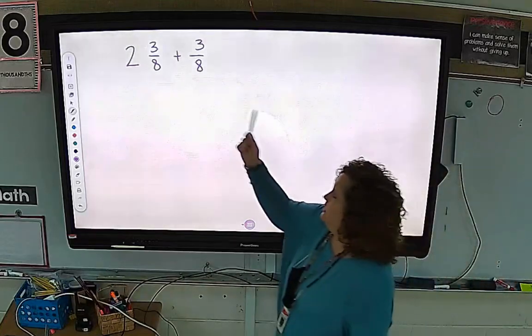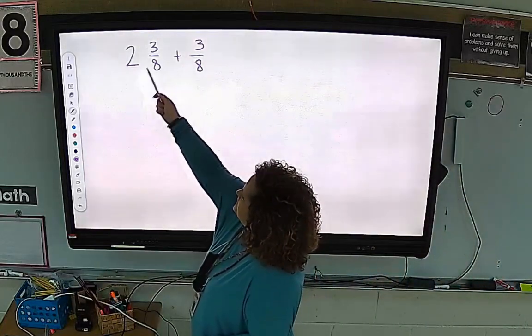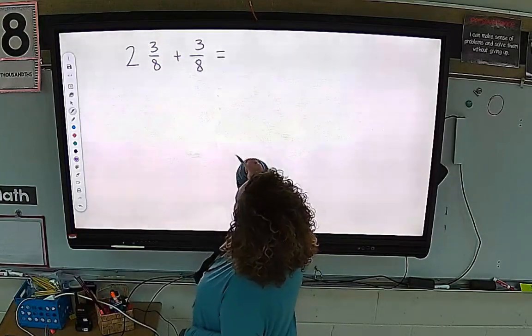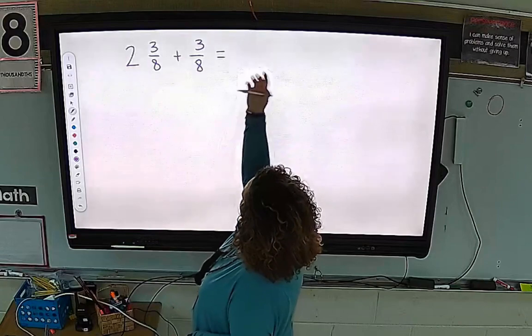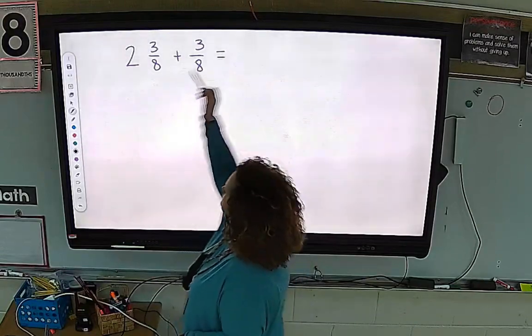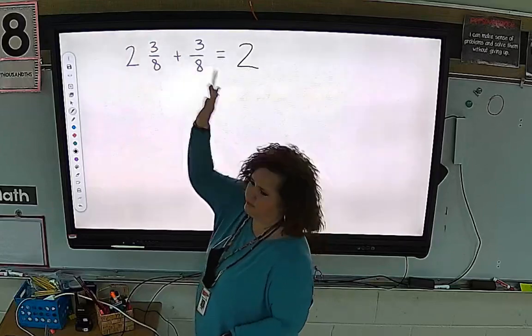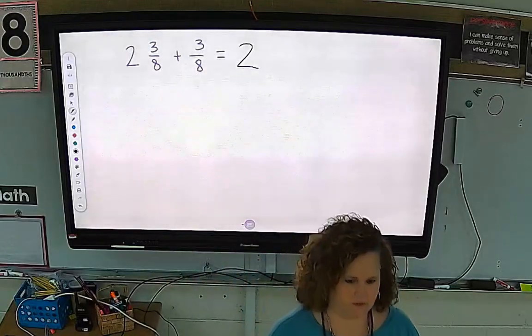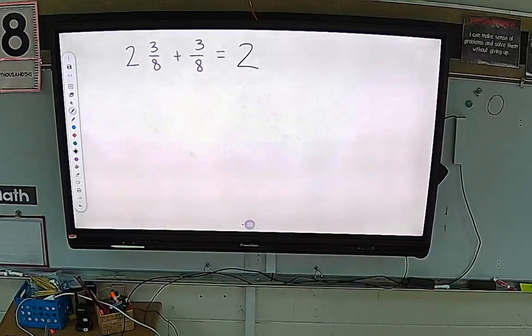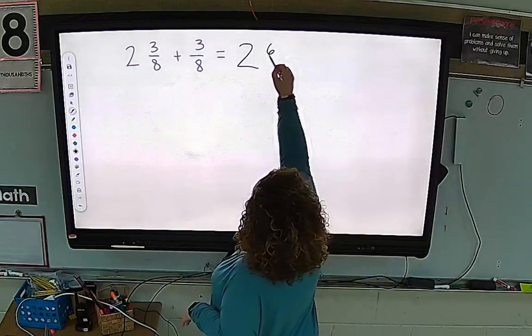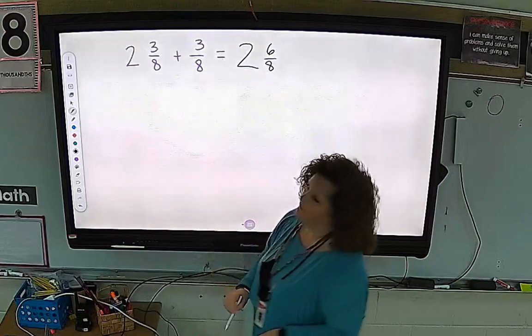Okay. So at first Reagan said, the whole number, let's just move over. And then add the 2 fraction pieces. Well, 3/8 and 3/8 is what? 6/8. Okay.